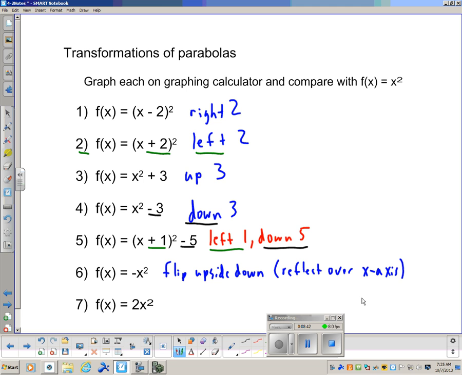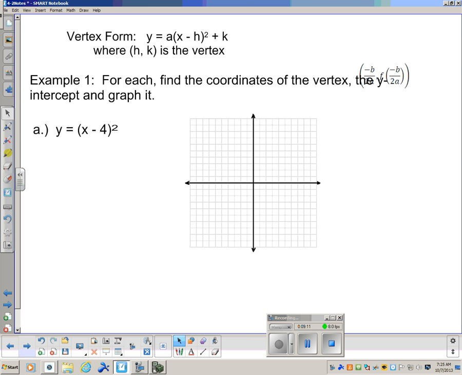So it makes it steeper or narrower, more narrow. Or people think vertical stretch factor by 2. Those are our transformations. So knowing that, we're going to go ahead and graph those.